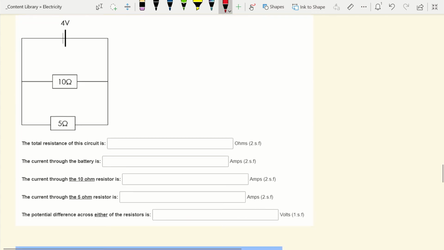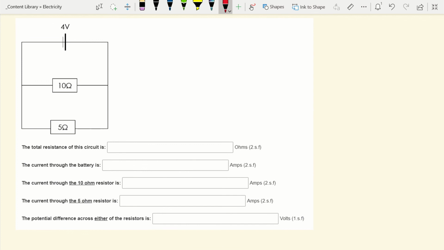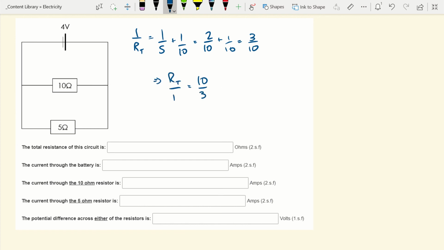Okay, so non-identical resistors in parallel. This calculation ends up being a bit more fiddly because we're doing 1 over 5 plus 1 over 10. So we're going to have 2 over 10 plus 1 over 10 gives you 3 over 10. That means that if we flip both sides, we're going to do 10 over 3, and that's going to be 3.3 and so on. Given to two significant figures, we're just going to write 3.3 in there.